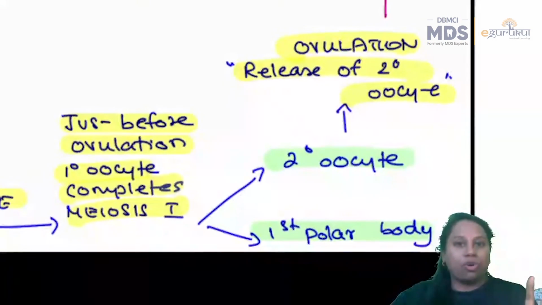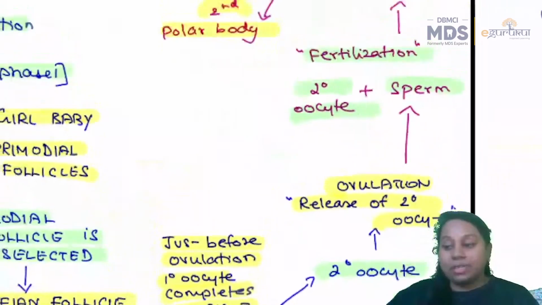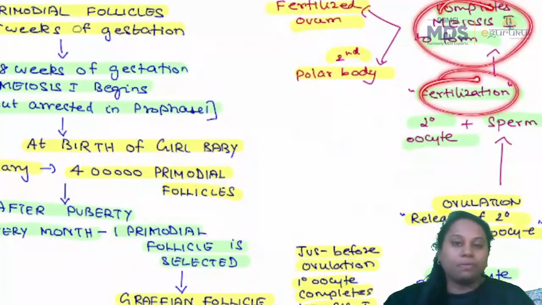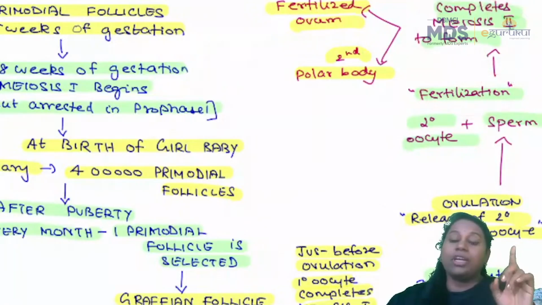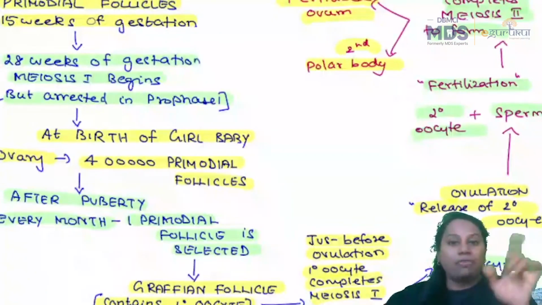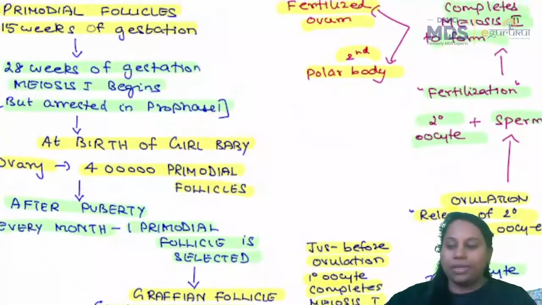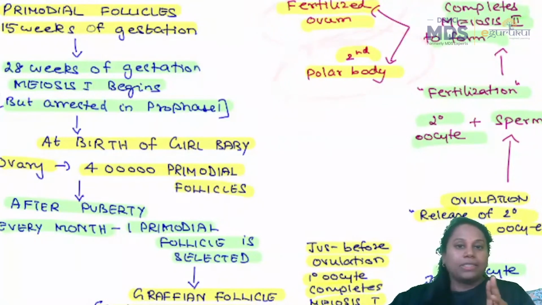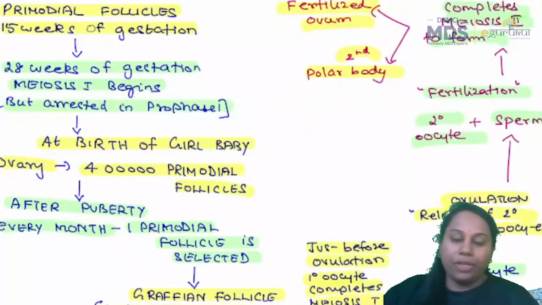Secondary oocyte is released on ovulation. If there is a sperm waiting, fertilization happens. Meiosis 2 is completed. So just before ovulation, meiosis 1 is completed. After fertilization, meiosis 2 is completed to form a fertilized ovum and a second polar body. This is called oogenesis. Now, where is the menstrual cycle here?